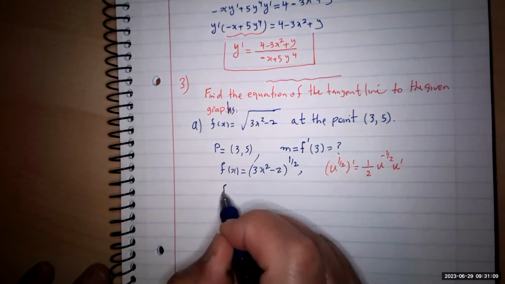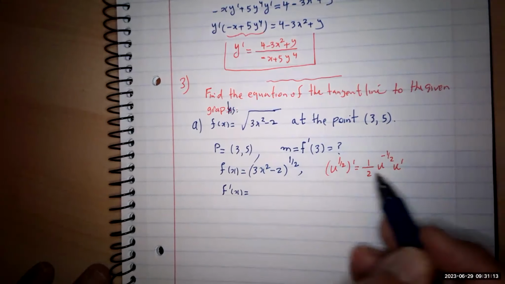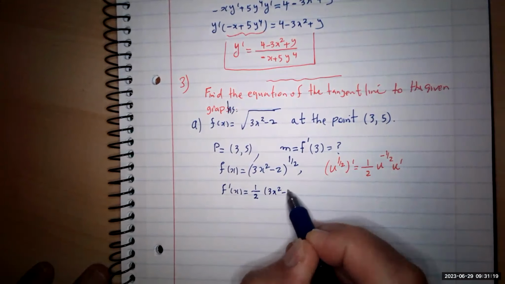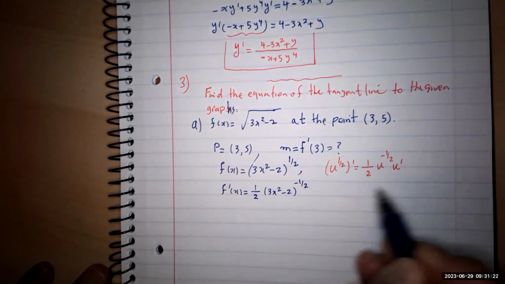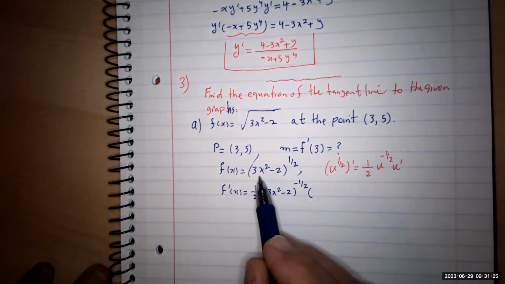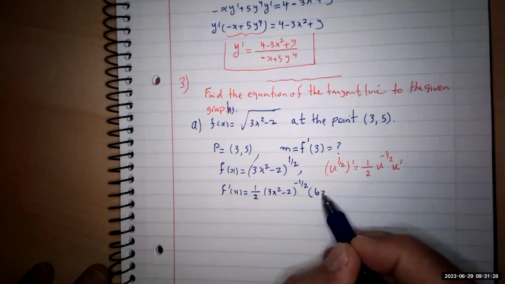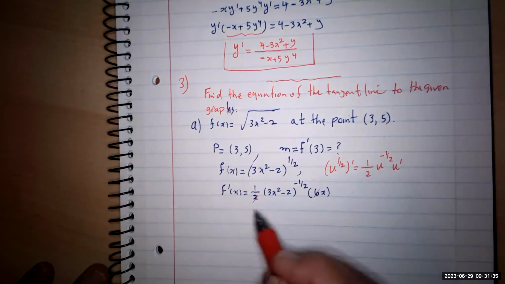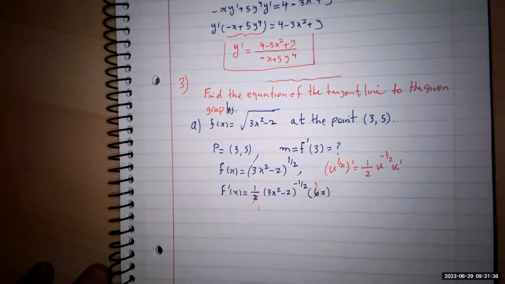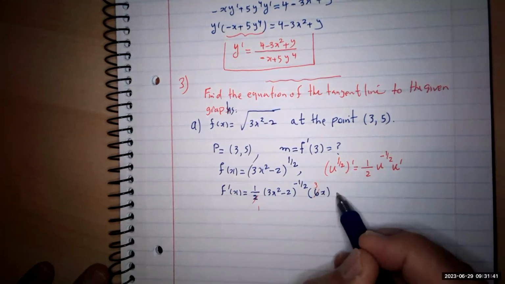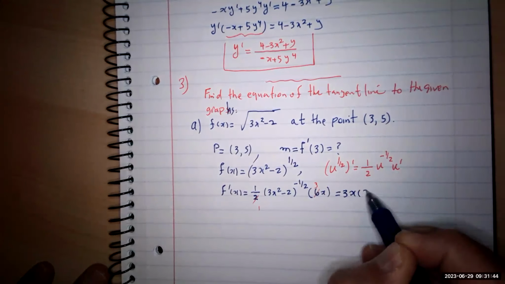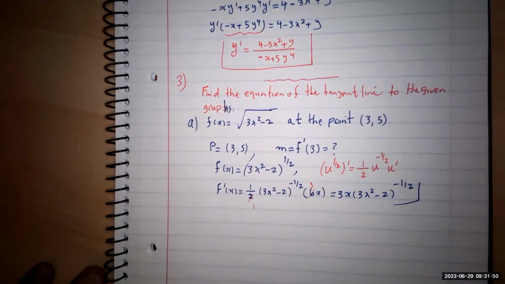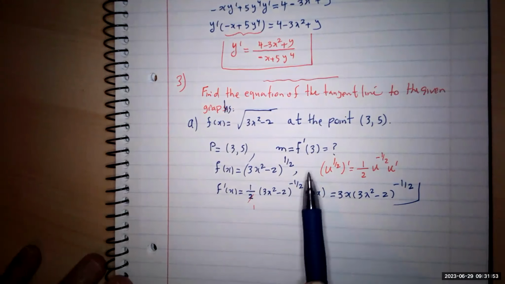Okay, f prime equals the same thing: bring the 1/2 down, 1/2 times 3x squared minus 2 to the negative 1/2. But u prime, the derivative of the inside, the derivative of 3x squared, would be 6x. Okay, simplify the monomial: 6 times 1/2 gives you 3, put it up in front. So you end up with 3x times 3x squared minus 2 to the negative 1/2. This is going to be your f prime of x. Where do you want it? At 3.